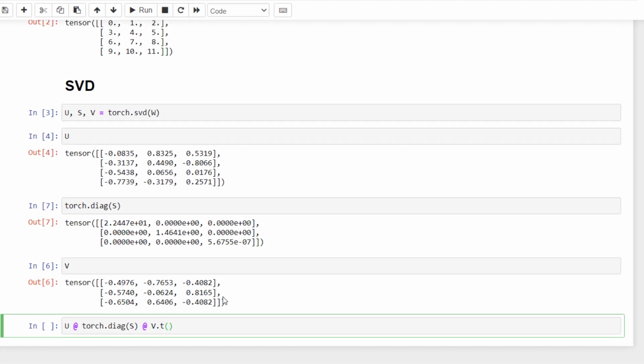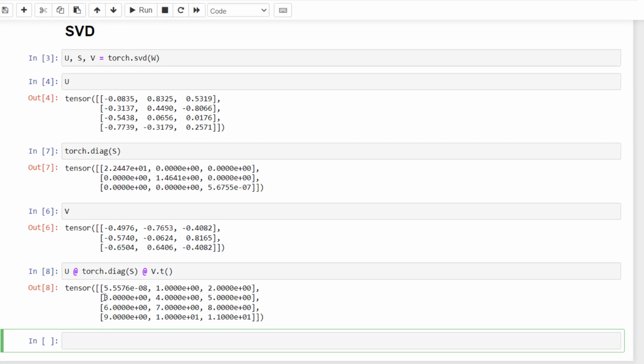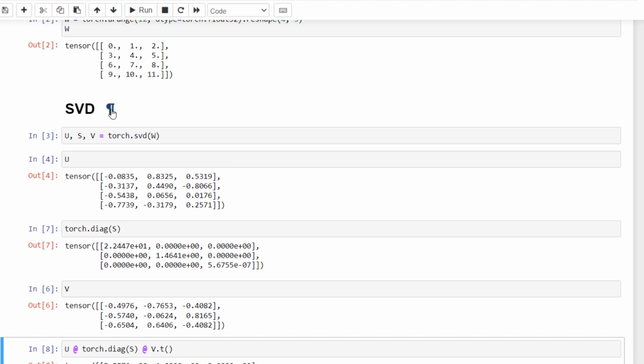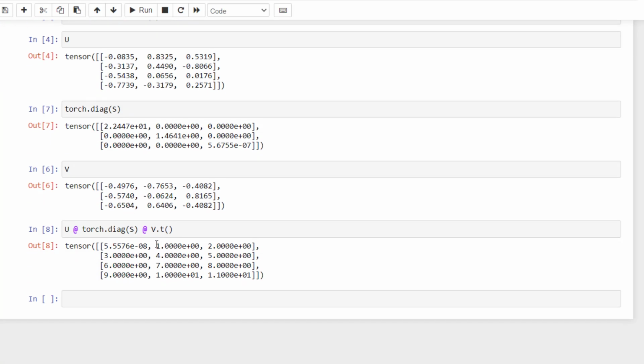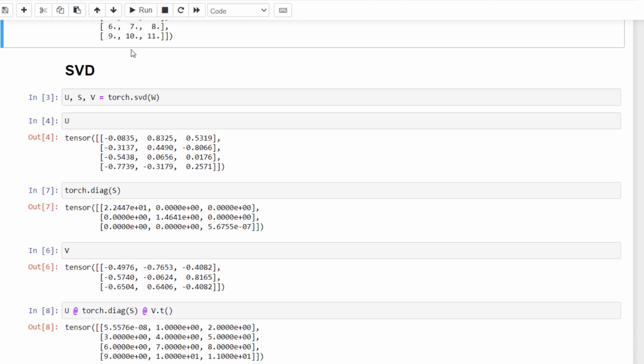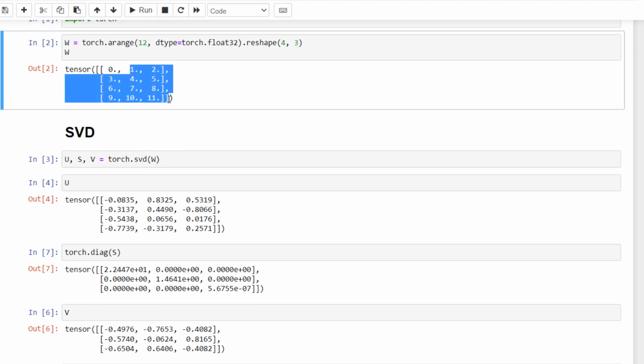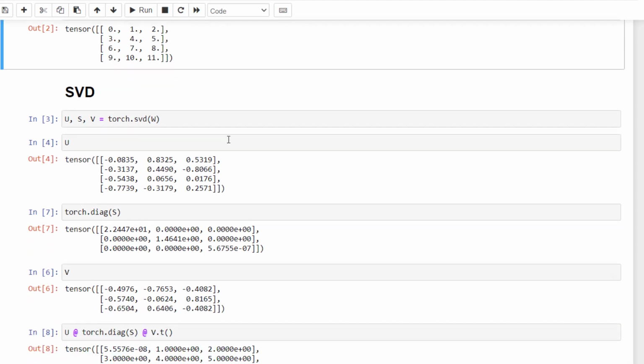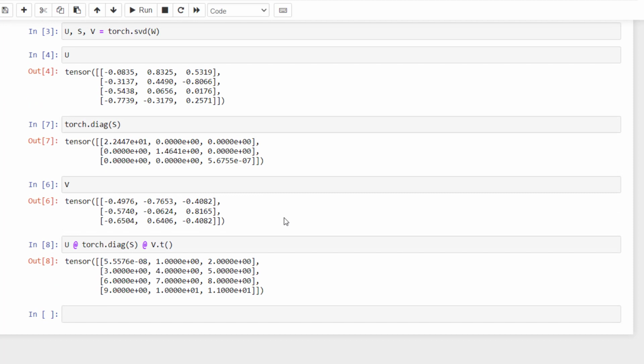And now when we take a look at this, we see that the first entry is a value very close to 0, and our original value is 0. But the other values are actually what we have up in here. We see 1, 2, 3, 4, 5, 6, 7, 8, 9, 10, 11, just like what we have here. So we can easily reconstruct our original matrix just by multiplying these 3 matrices. And yeah, SVD is so simple.